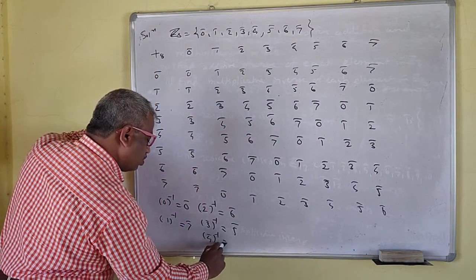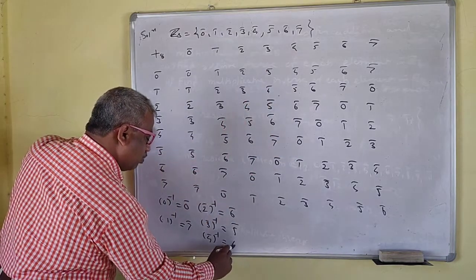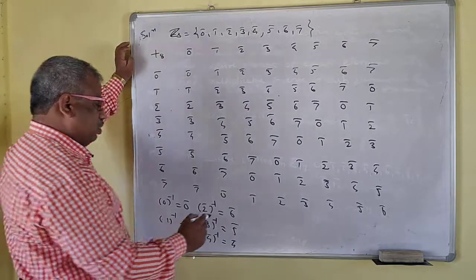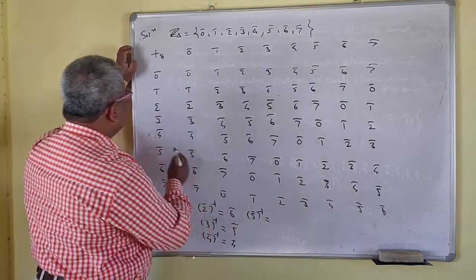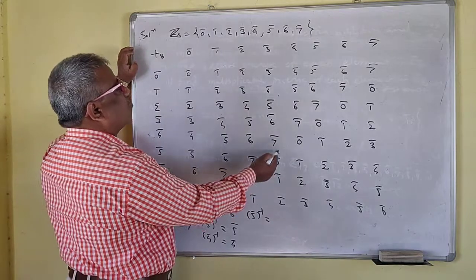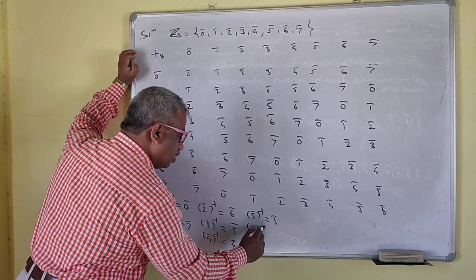Then what? 4 bar inverse. See in the 4 bar row there is what? 4 bar. Okay. Inverse of 4 bar is 4 bar. 5 bar inverse. See, 5 bar inverse. This is 0 bar. This is what? 3 bar. 3 bar. 6 bar inverse.